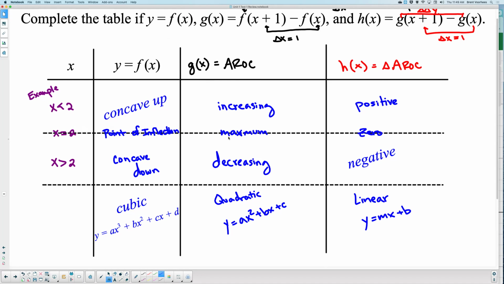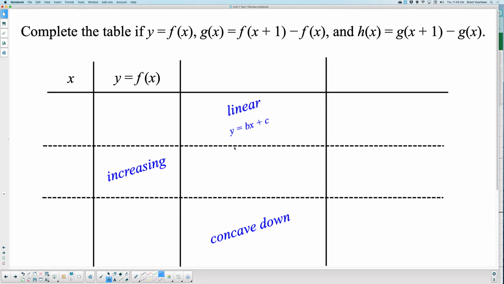Okay, so I have this table. I have another table. Before we start plugging in numbers, I have one more time. We're going to walk through this a second time. Let's see it again. New situation.